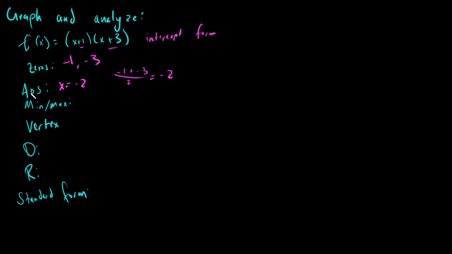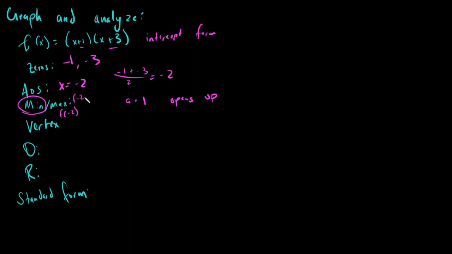So now are we going to have a min or max? Well, our a is equal to 1. So that means it opens up. So we are going to have a minimum. And what's this minimum going to be at? Well, it's going to be at f of our axis of symmetry, so f of -2. So what is that going to be equal to?